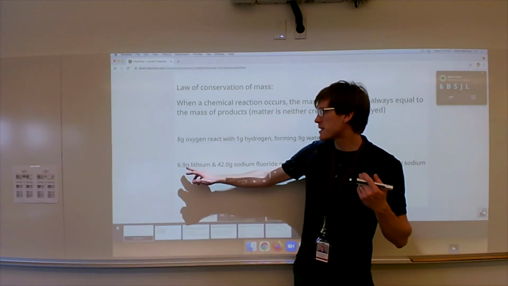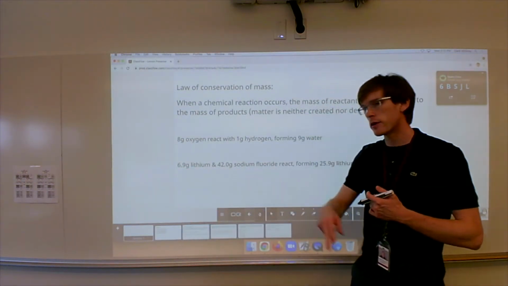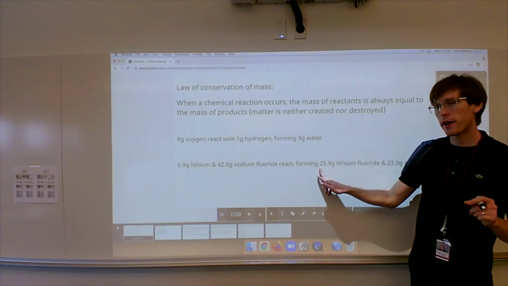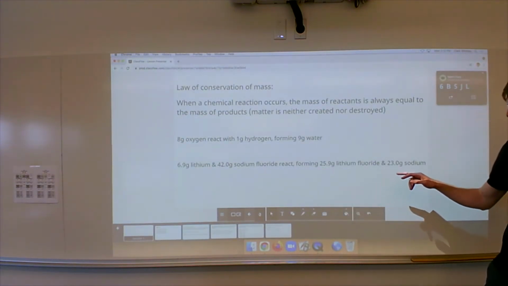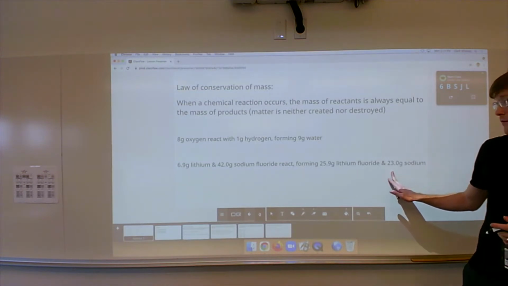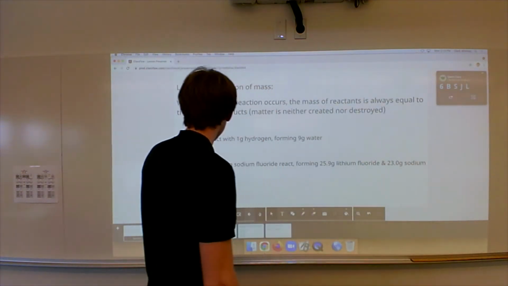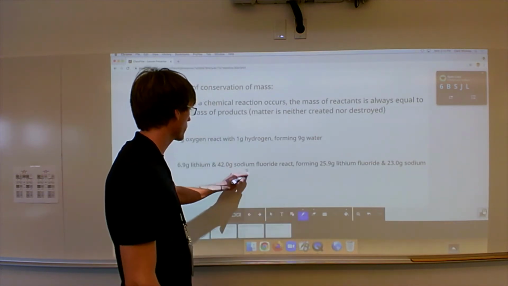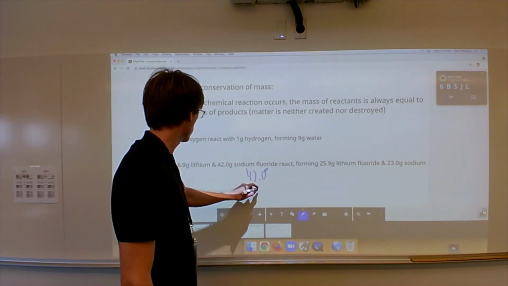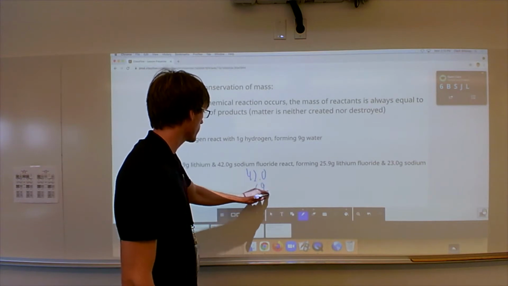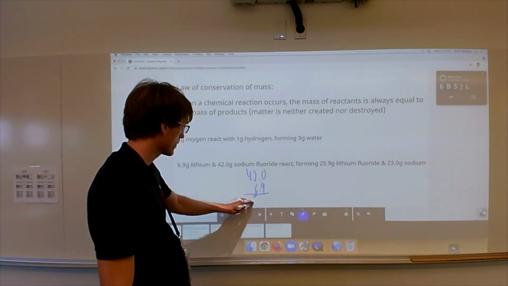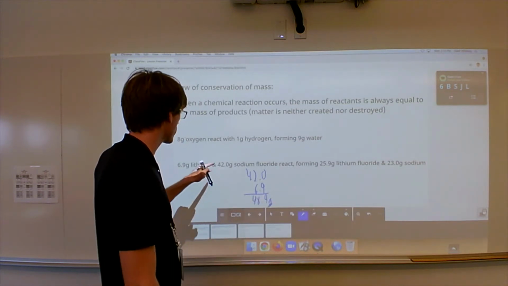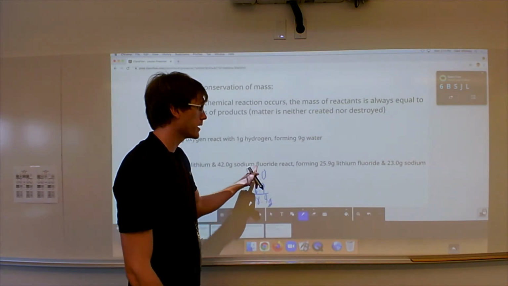Similarly, if we have 6.9 grams of lithium and 42.0 grams of sodium fluoride, they'll react to give us 25.9 grams of lithium fluoride and 23.0 grams of sodium metal. Adding these up, we have 42.0 plus 6.9. This is going to be 48.9 grams of reactants, lithium and sodium fluoride.